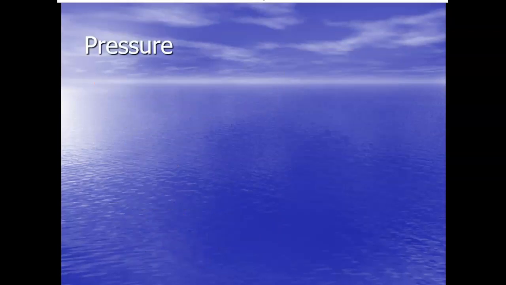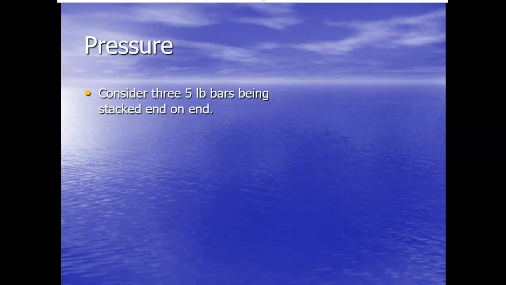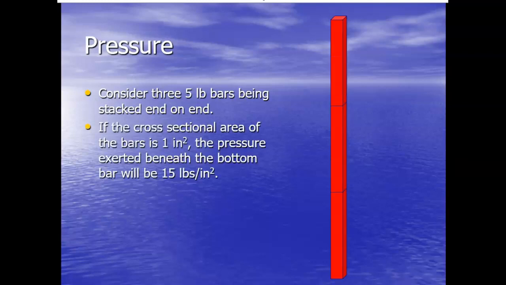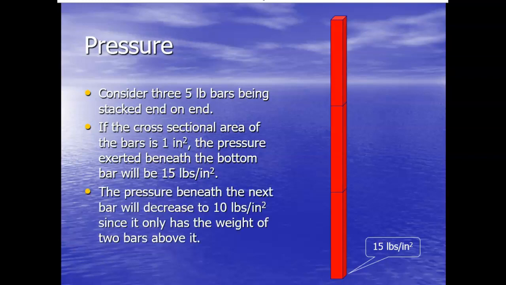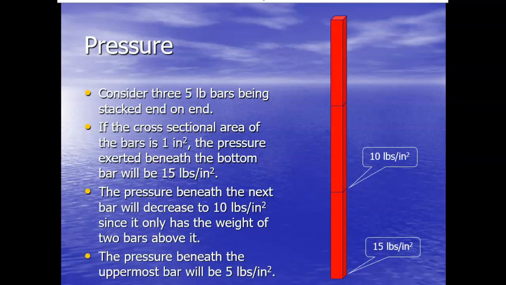We can think of atmospheric pressure by considering 3 5-pound steel bars stacked end on end. The bars are about 1 square inch, so the pressure at the bottom of the 3 bars is 15 pounds per square inch. The pressure beneath the next level of bars is about 10 pounds per square inch. So as we move up, the pressure decreases. At the top level, the pressure is just 5 pounds per square inch.